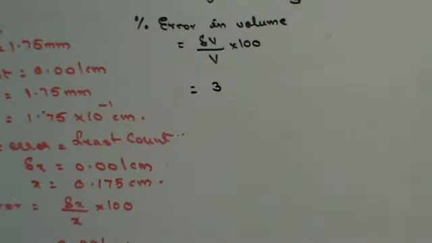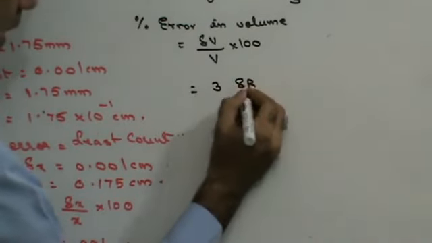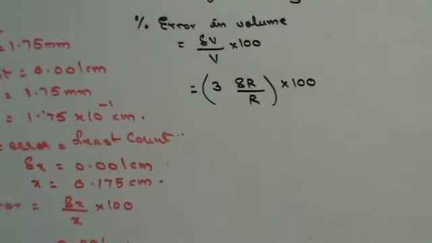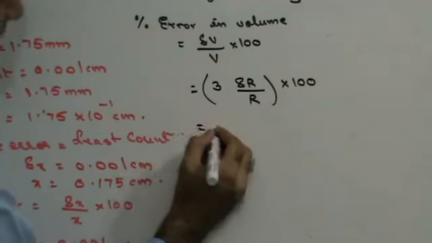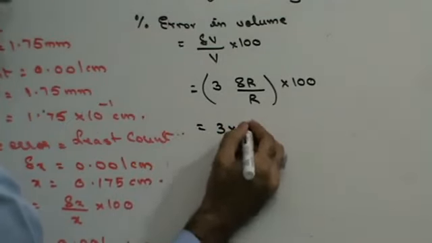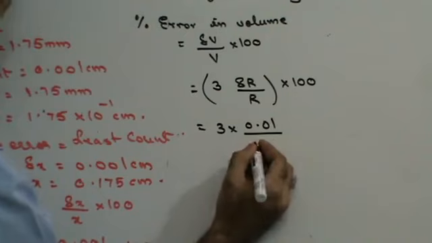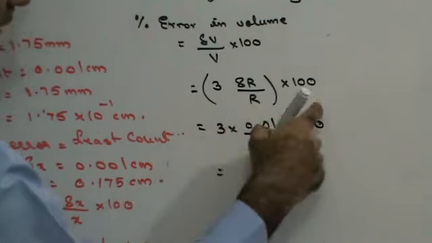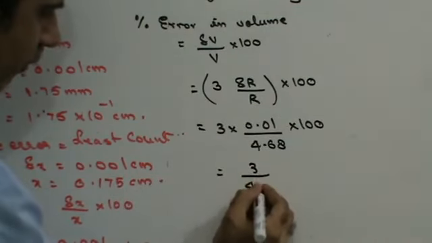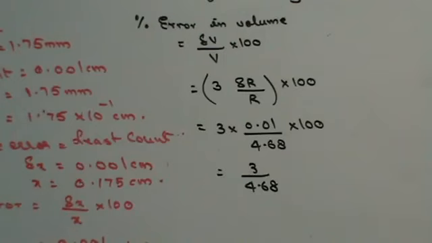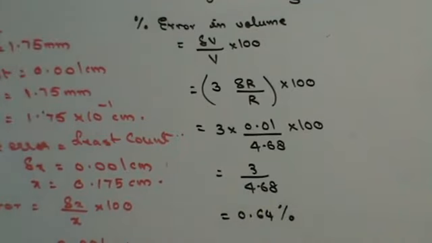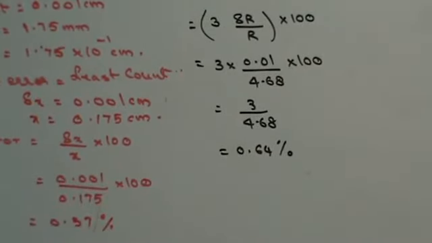I will get an error in the radius thrice. So that will be delta r upon r into 100. That's the only one quantity that I will be measuring. So this will be 3 into delta r 0.01 upon r 4.68 into 100. 0.01 into 100 is 1. So this will become 3 upon 4.68. When you divide this, this will give you 0.64%. So the error in the measurement of volume will be 0.64%. Next, take on next one please.